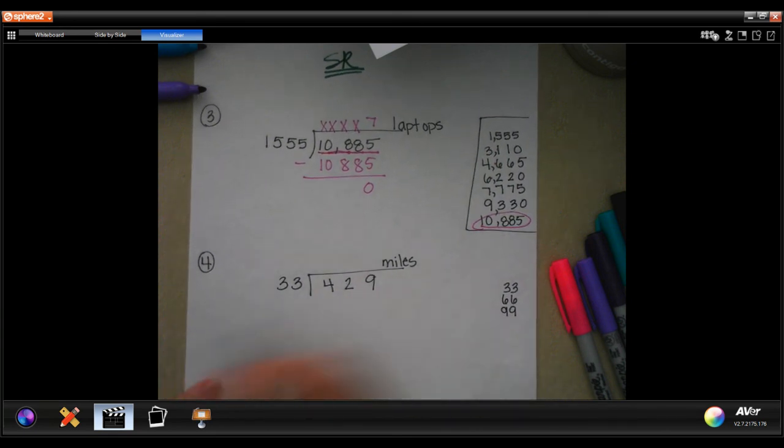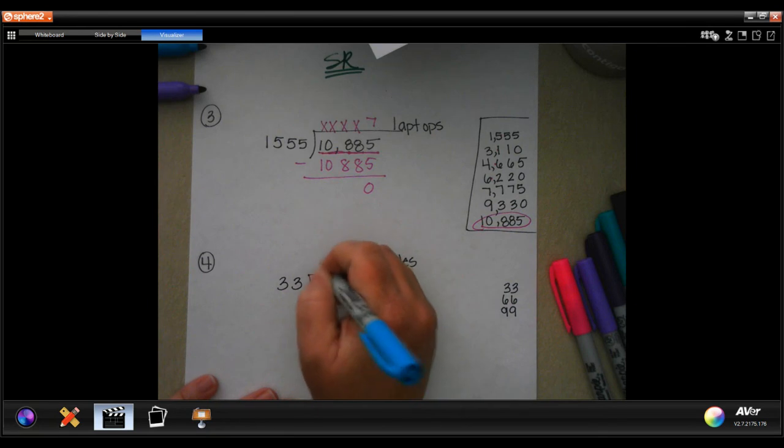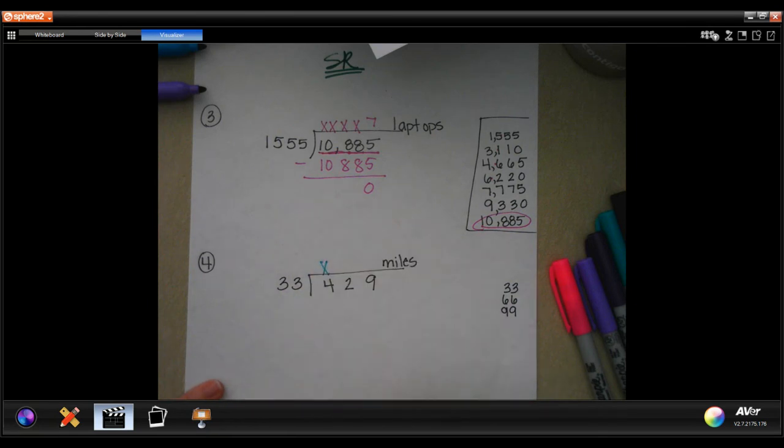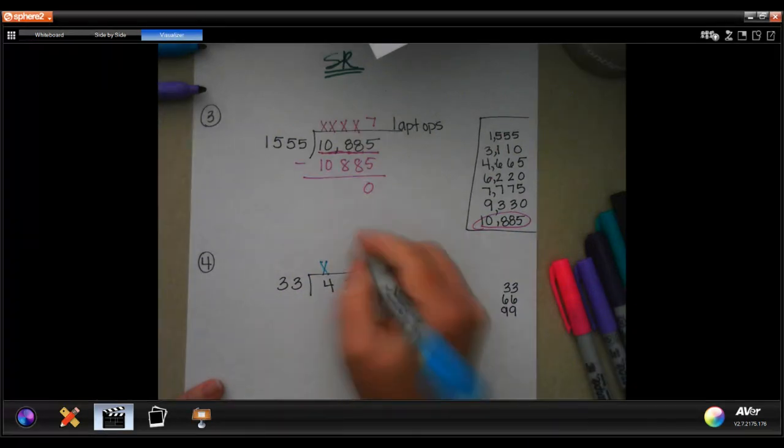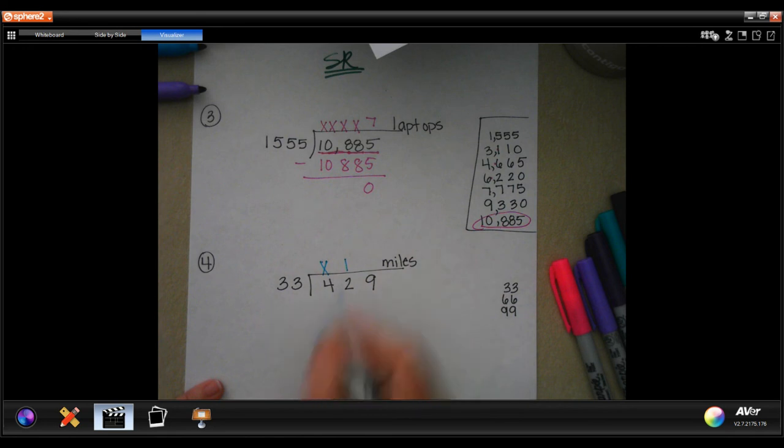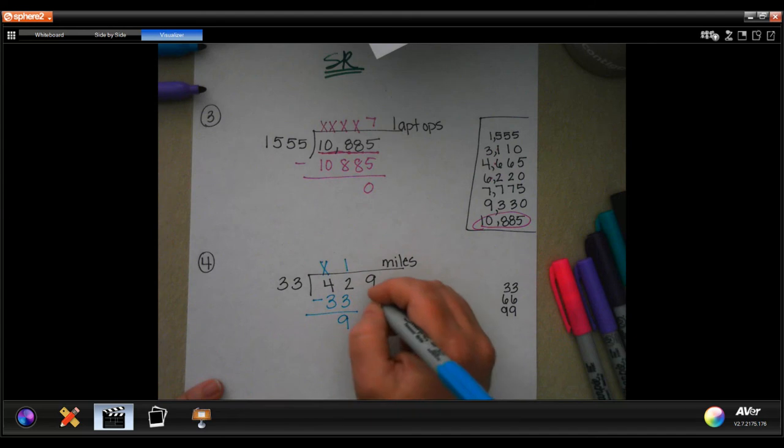So, but I know that 33 won't go into 4. I'm going to put a placeholder. Okay? 33 does go into 42 one time. 1 times 33 is 33. We're going to subtract that. That gets us 9. Okay? 9 is smaller than 33, so I can bring down my other 9.